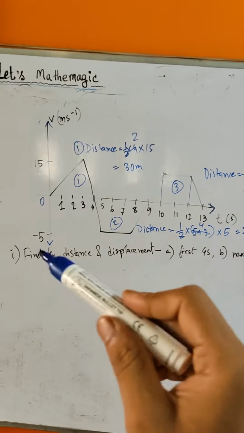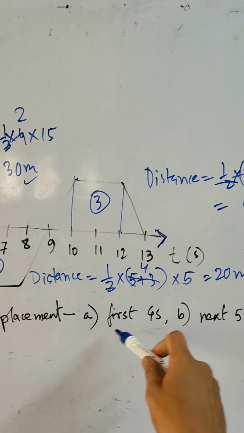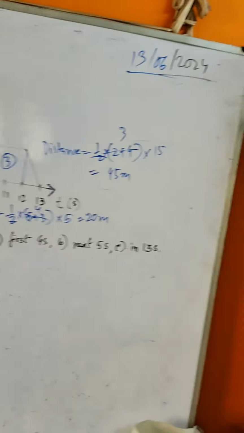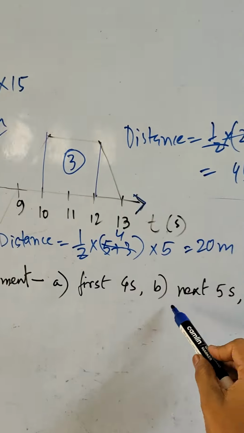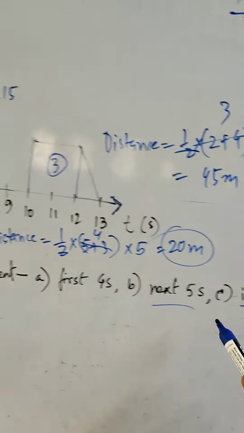Now if we look at the whole sum, the distance in the first 4 seconds is 30 meters, and the displacement is also 30 meters only, because the particle is not going in a negative direction. In the next 5 seconds, the distance covered by the particle is 20 meters.